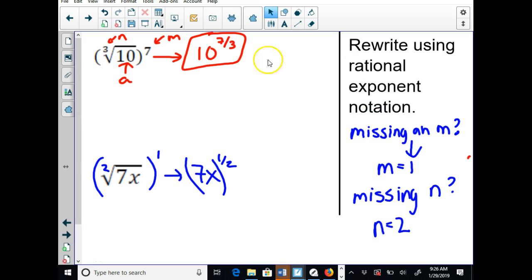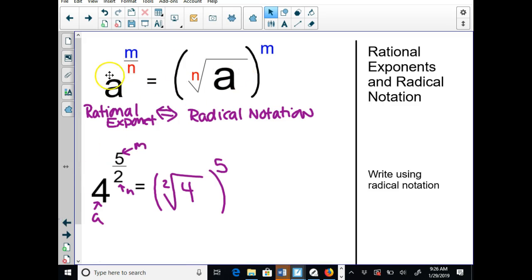We then talked about going the other way, rewriting using rational exponent notation. Here's my A, here's my N, here's my M, and then going back, okay? So being able to go back and forth in our notes.